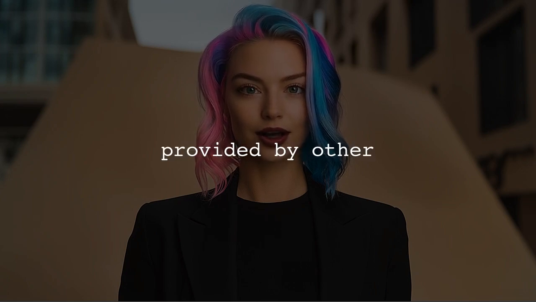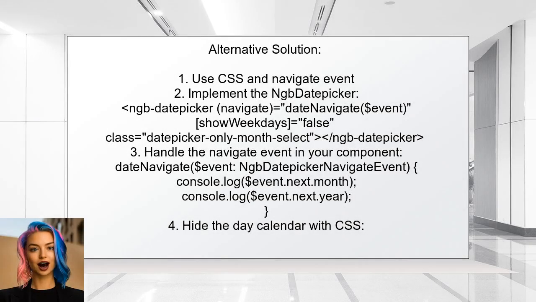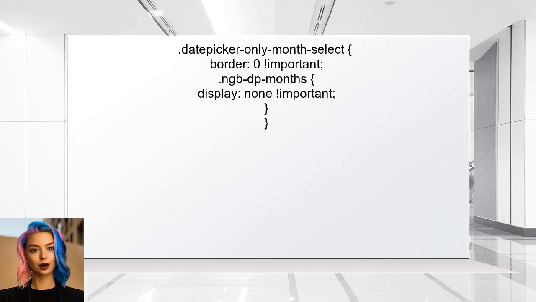Now let's look at the answers provided by other users. An alternative solution suggests using CSS in the Navigate event to customize the NgbDatepicker. While there's no native support for showing only months and years, you can make it functional.